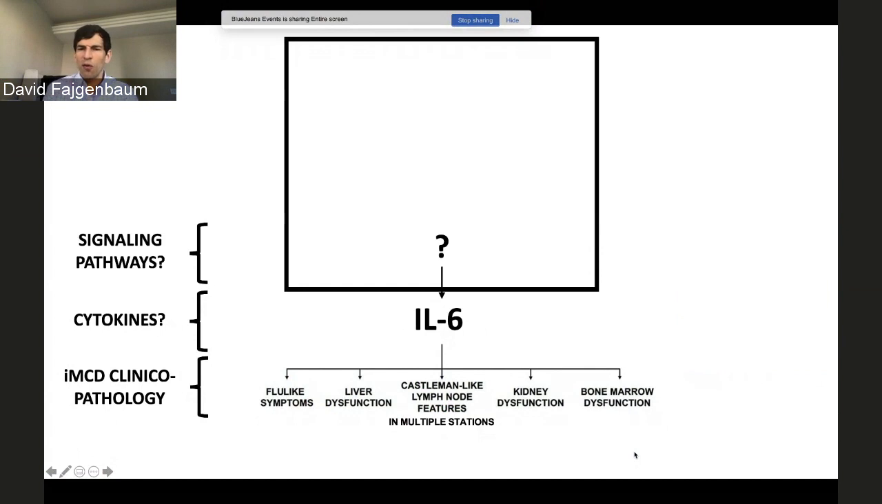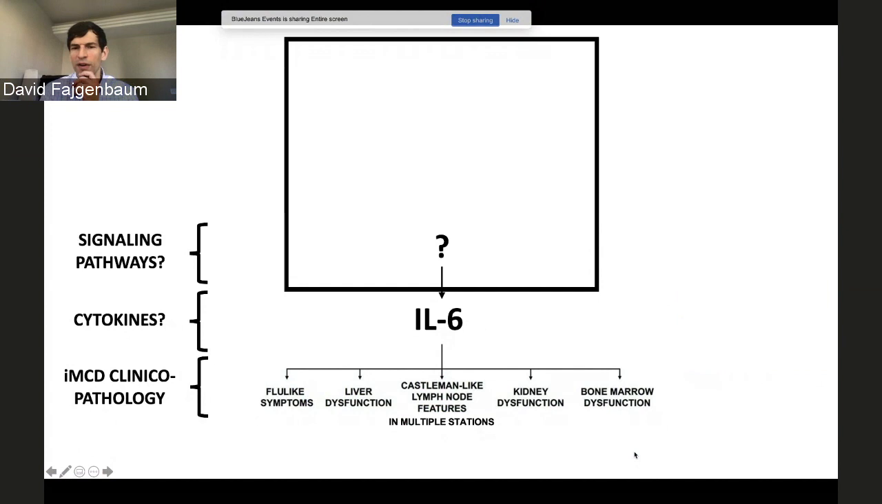So for a while, we believed that interleukin-6 drives all forms of iMCD. Interleukin-6 is a pro-inflammatory cytokine that your immune cells produce in response to an infection, in response to cancer. It's an important signaling molecule that all of us need. However, excess levels of interleukin-6 can cause a variety of issues.